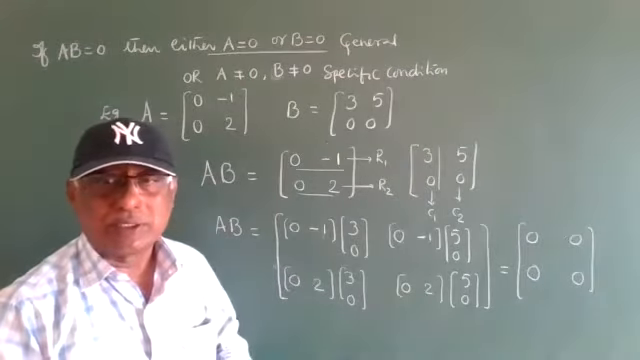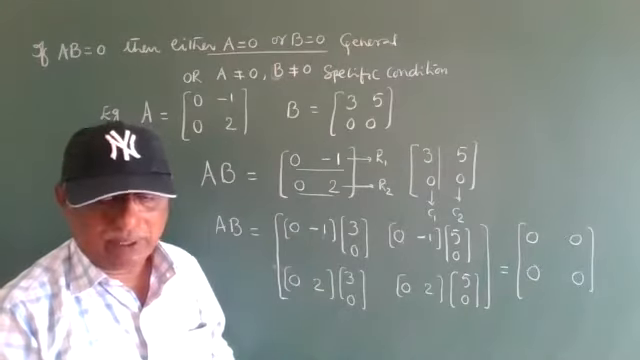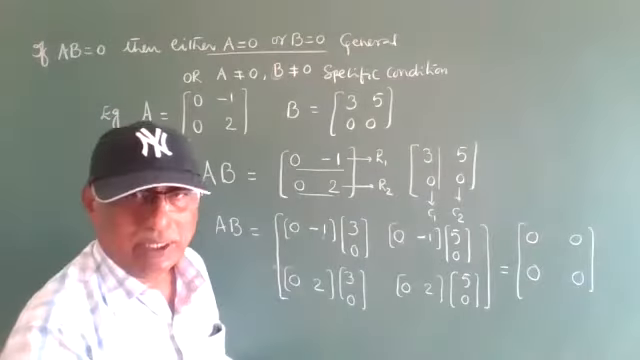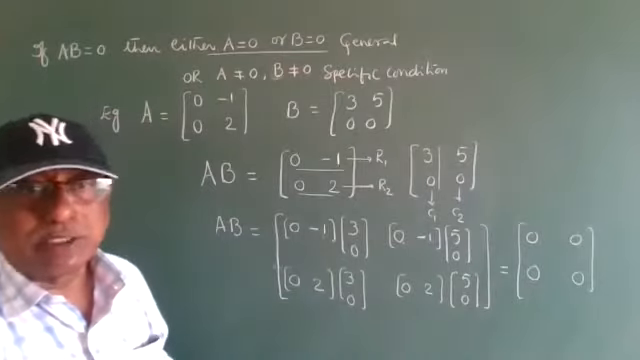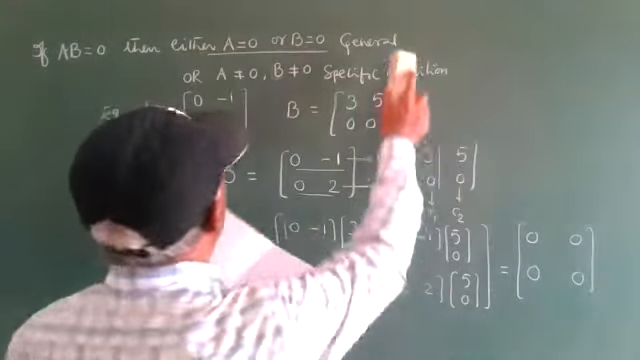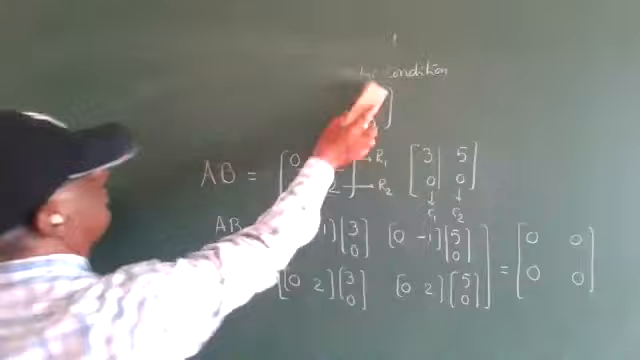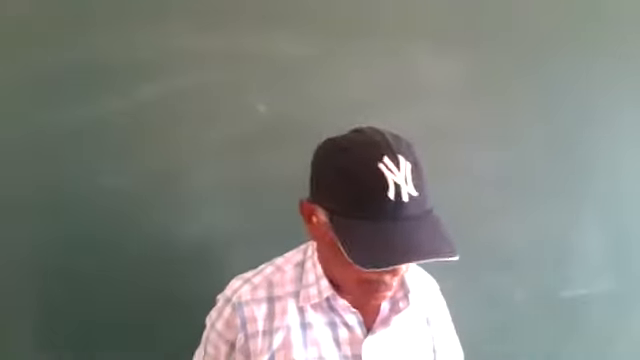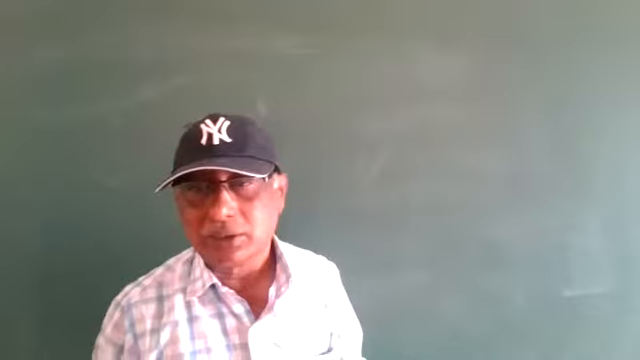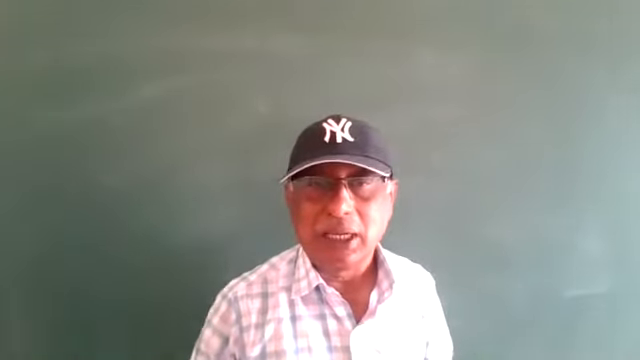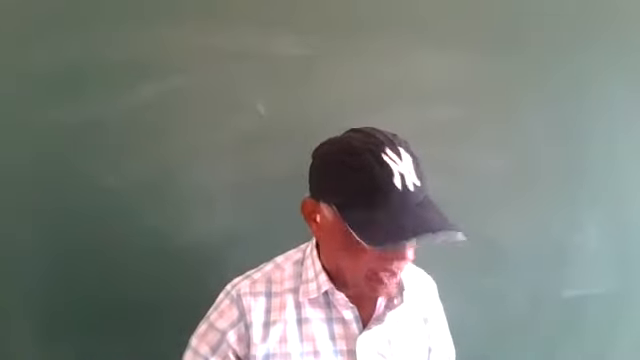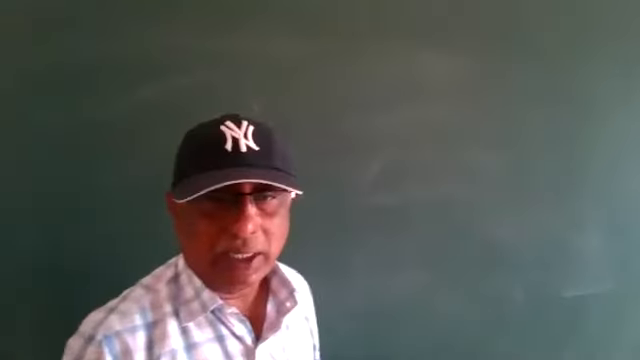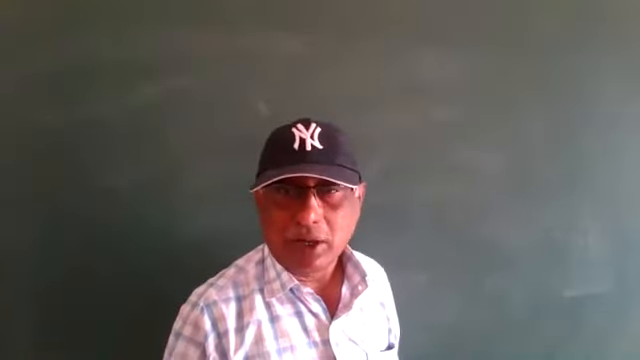Okay? So once again, the properties are already repeated; I will tell the properties once again. So all the properties we are going to write. First property: matrix multiplication does not obey the commutative law.